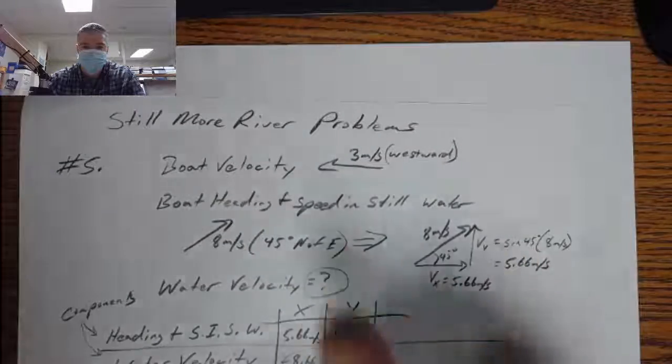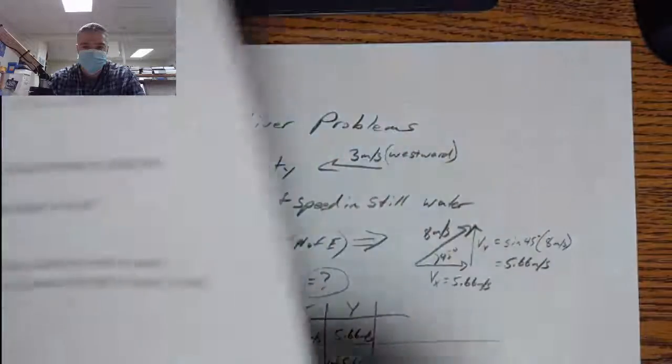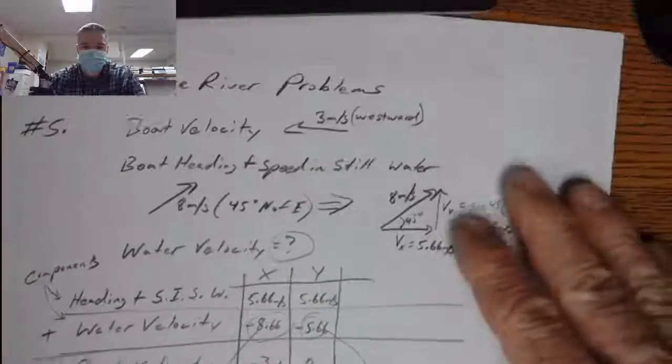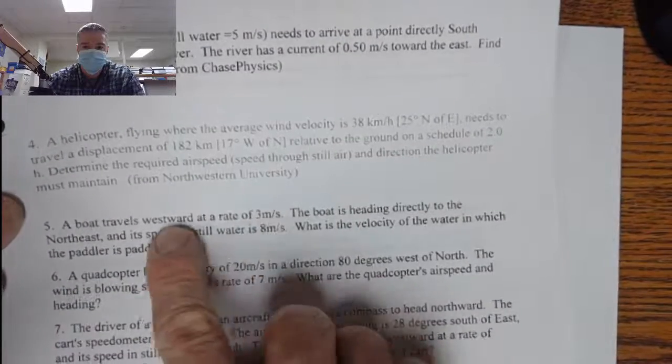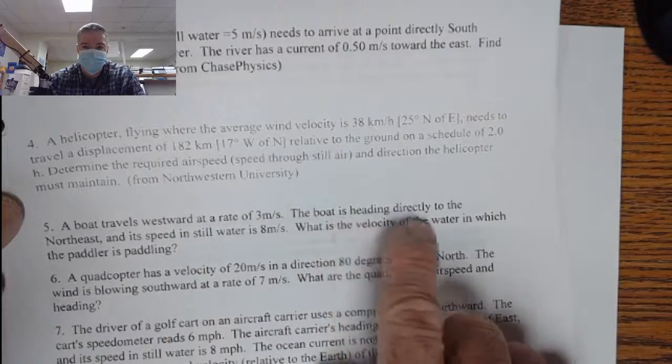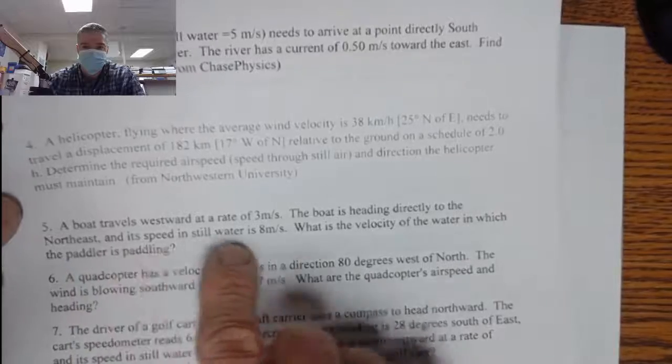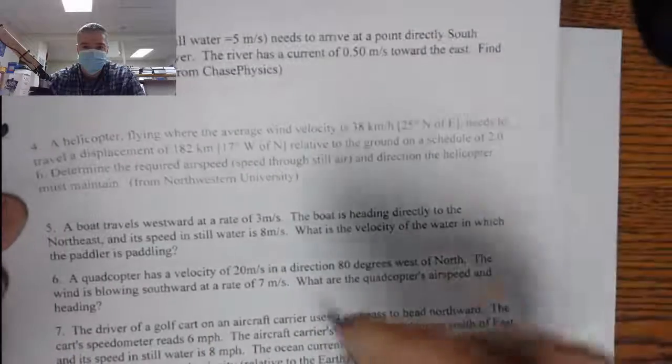So, still more river problems, 5 through 7. I'm just going to really briefly talk about what I did here on number 5. Boat's going 3 meters per second westward. It's heading directly to the northeast. Speed in still water is 8 meters per second.